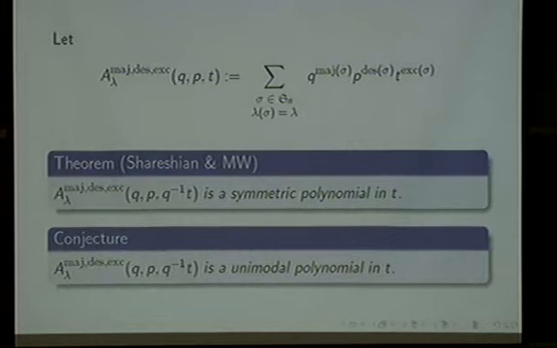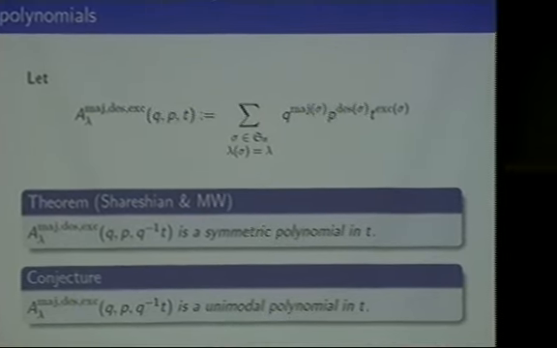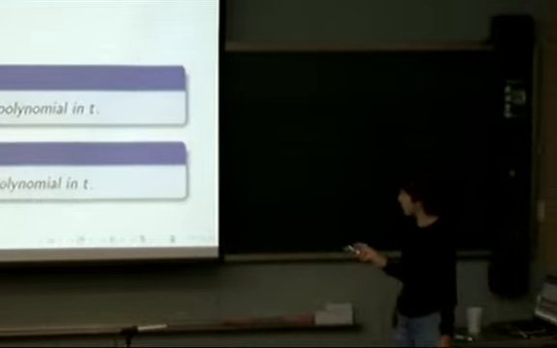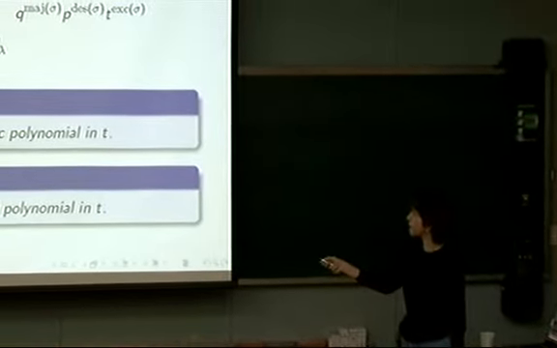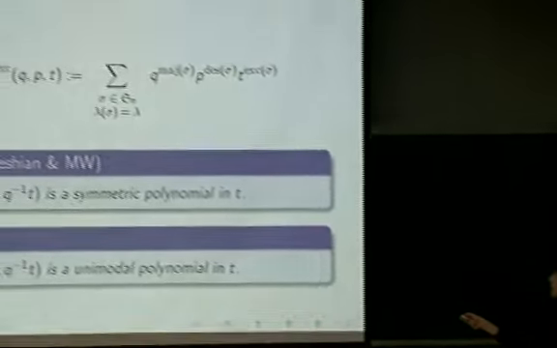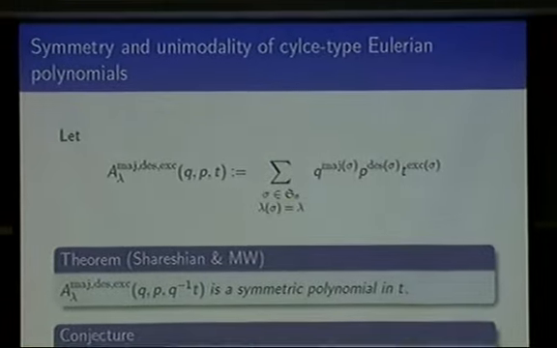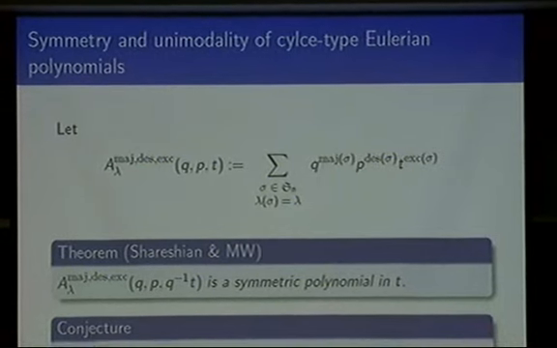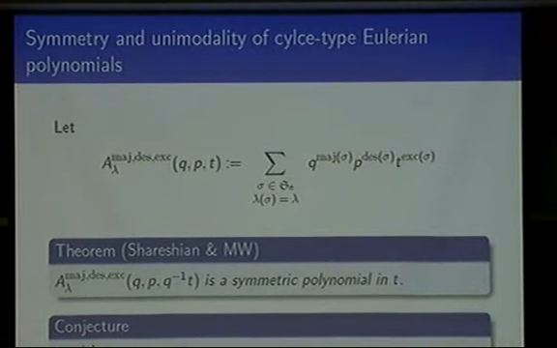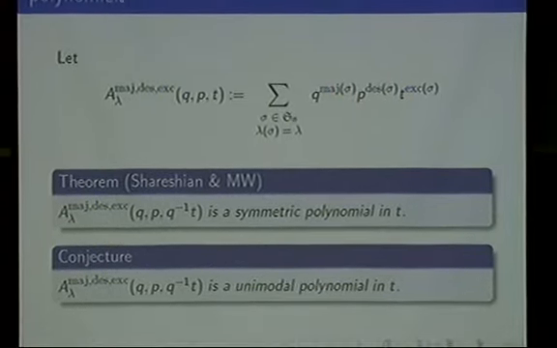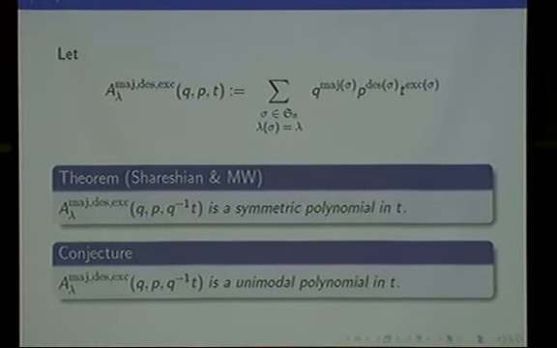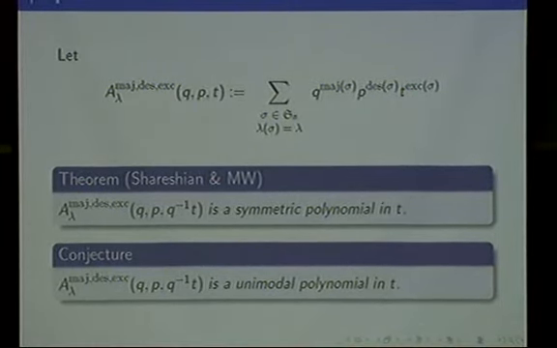Okay, so now we have this other class of Eulerian polynomials, where we're looking at the cycle type of the permutation. So we're summing according to cycle type, and I also included the Des statistic here. And we were able to prove that these are symmetric polynomials. Even though we don't have a formula for this, and we know very little about these polynomials, we are able to prove that they're symmetric.